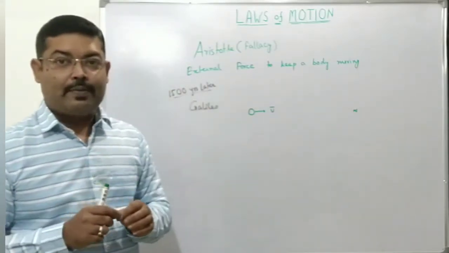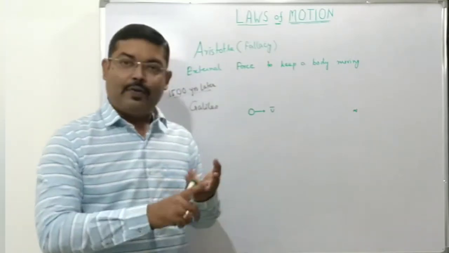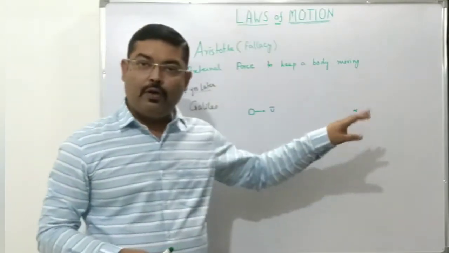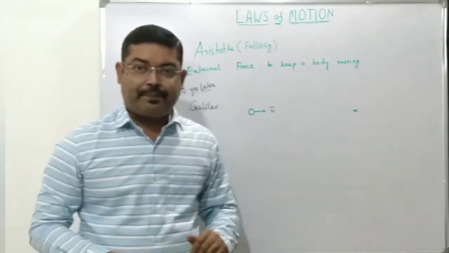If these two things were absent, if friction was not there and if there was no air resistance, the object would have moved on till infinity.